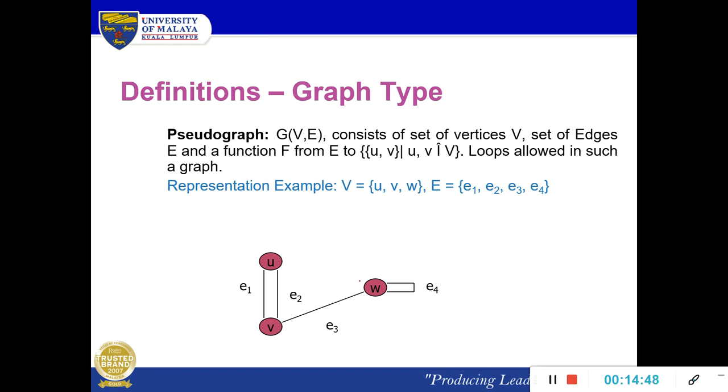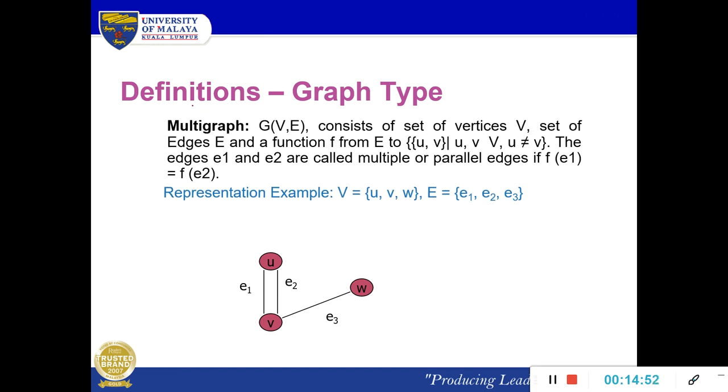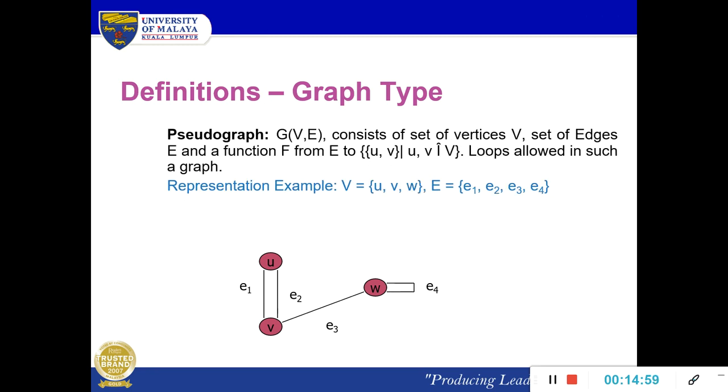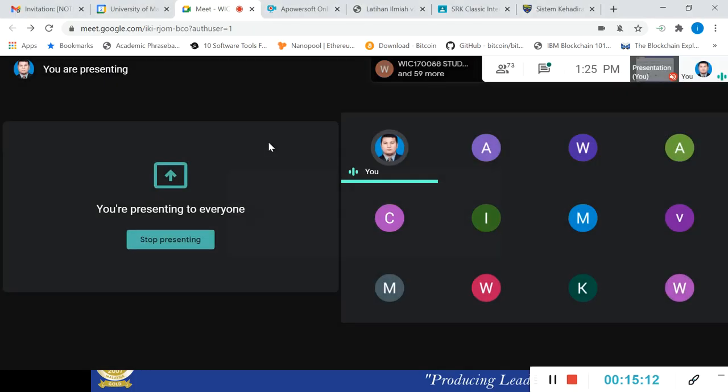Pseudograph. This is a pseudograph. So multigraph, remember, is a multigraph without loops. Pseudograph, you have a loop. Once you have a loop, it is called a pseudograph. It's not called a multigraph. I mean, if you think in the logical sense.